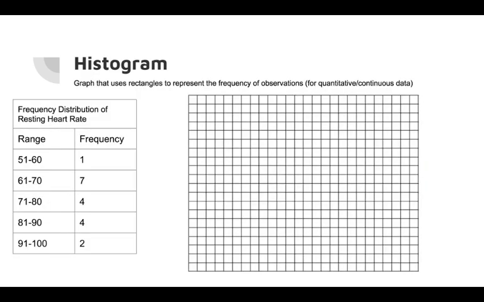So what's a histogram, right? This is a graph that uses rectangles to represent the frequency of observations. Okay, so here's my frequency distribution from before. You can see all the different frequencies. You can see the ranges that I made, right? And now I'm going to plot this on a graph, right? So here on my y-axis, you're always going to put frequency here.